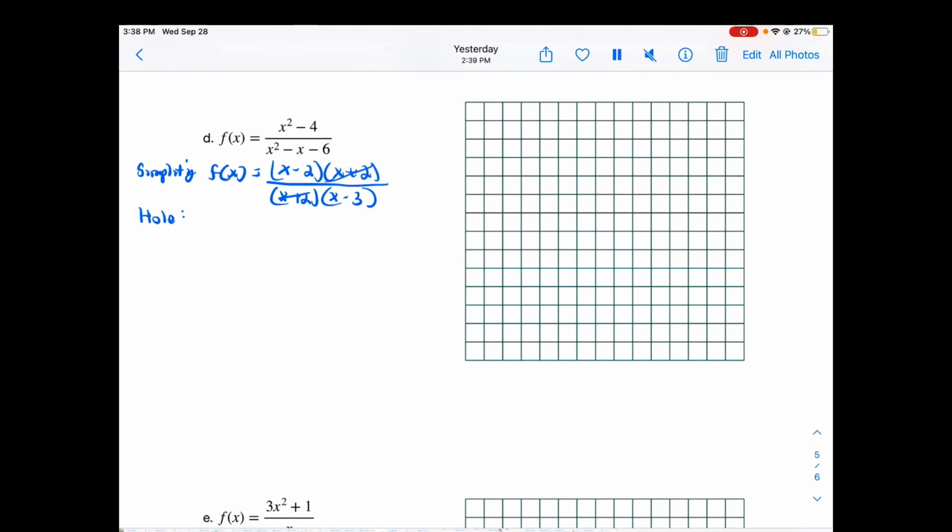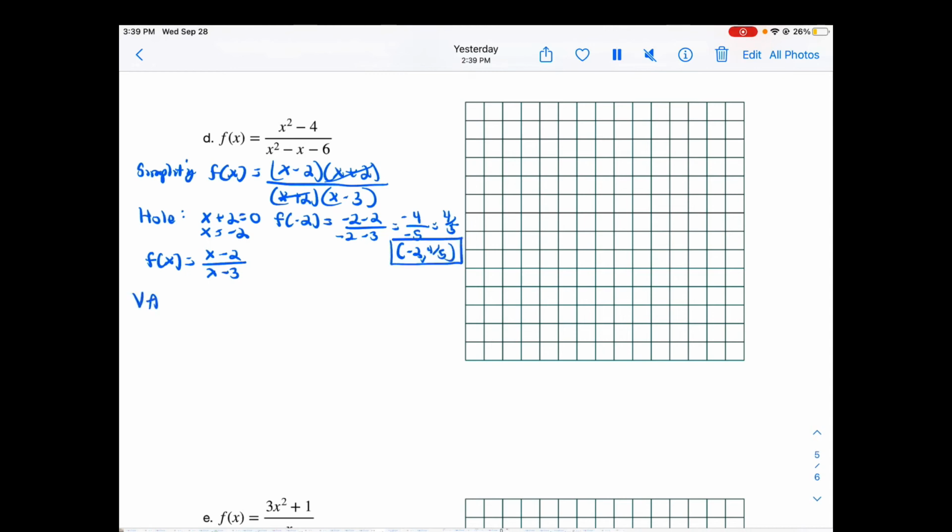I have a hole in the graph, so I have to add this step of finding the hole. Remember, you find the hole by setting what cancels out equal to 0 and solving for x. That gives you the x value of your hole. Then once you have that x value of the hole, you find f of -2 by substituting it into the simplified equation. So I have a hole in the graph at the point -2, 4/5.